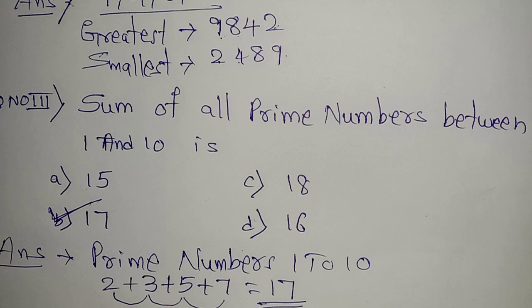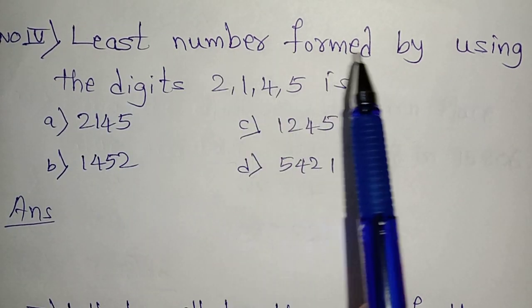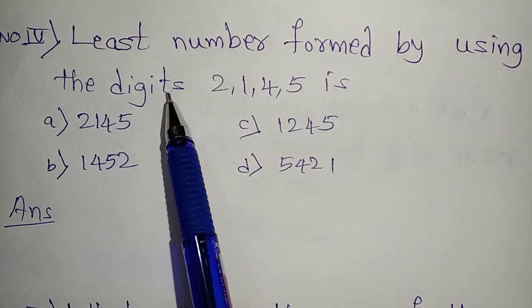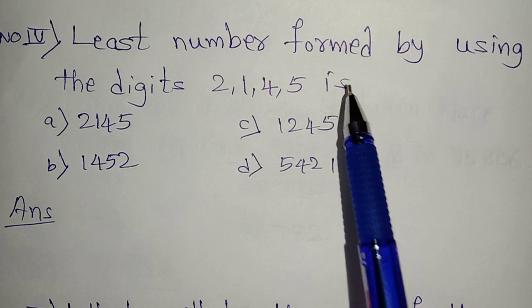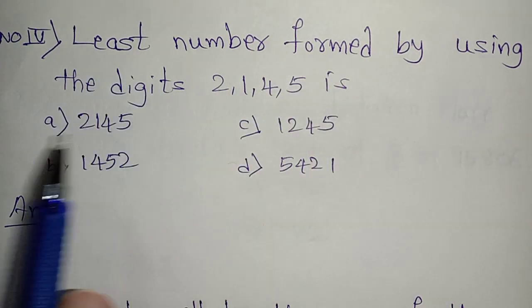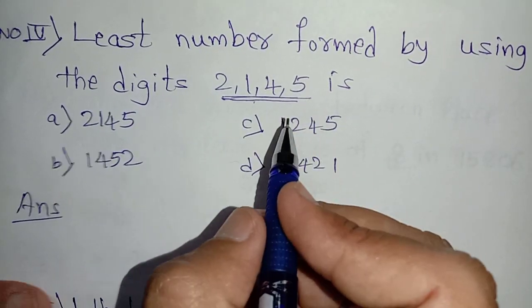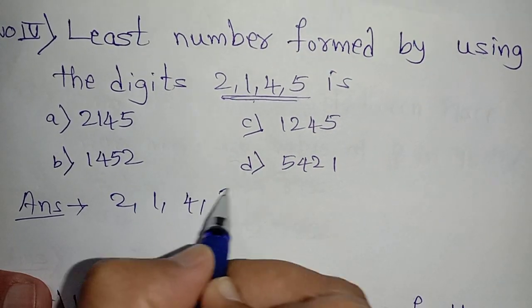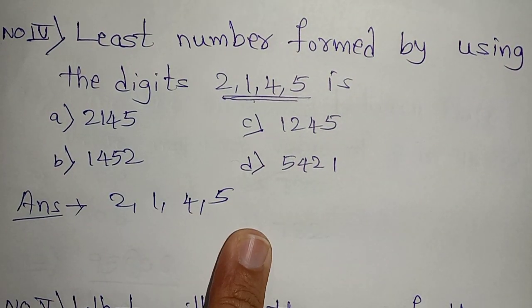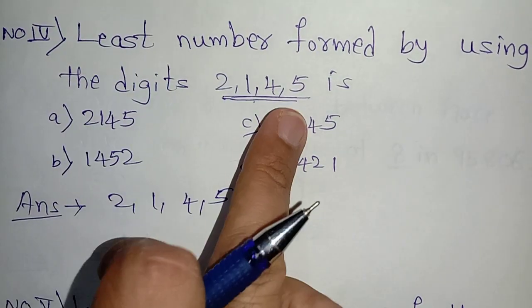Okay students, let's go for the next question. So let's see question number 4. The least number formed by using the digits 2, 1, 4, 5 is. So what is the least number formed by these digits? Means how many digits are there? 4 are there. So let's see 2, 1, 4, 5. These are the 4 digits. And using these 4 digits, what do we have to form? We have to form the least number.